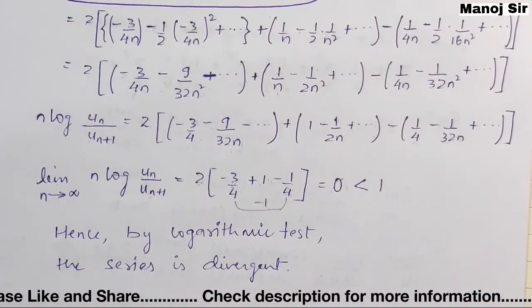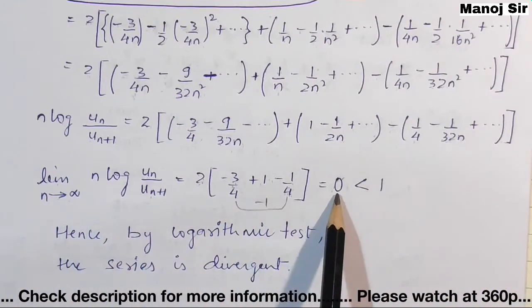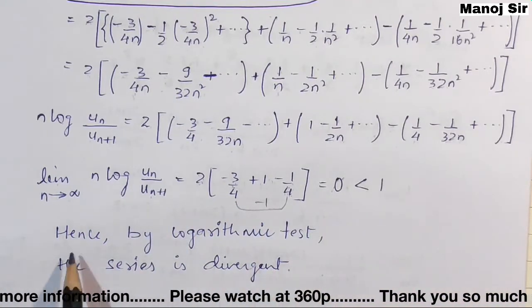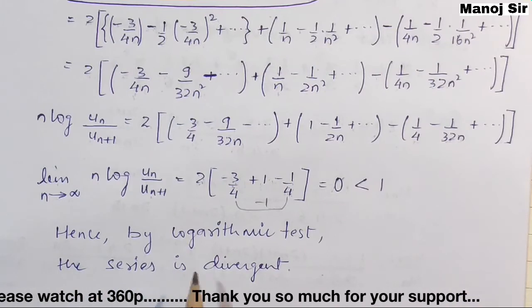Again, the value of this limit is how much? 0, which is less than 1. So by the logarithmic test we can say the series is divergent.